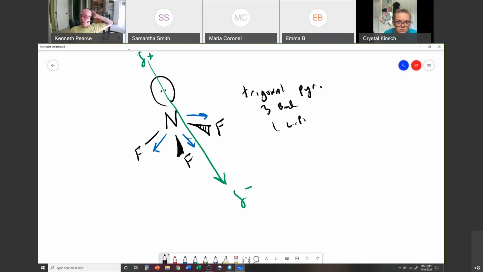All right. And so this is a polar molecule. This whole molecule is polar. The nitrogen-fluorine bonds are also polar. The whole thing is polar. It's quite polar. The whole molecule is polar. Quite a bit so.